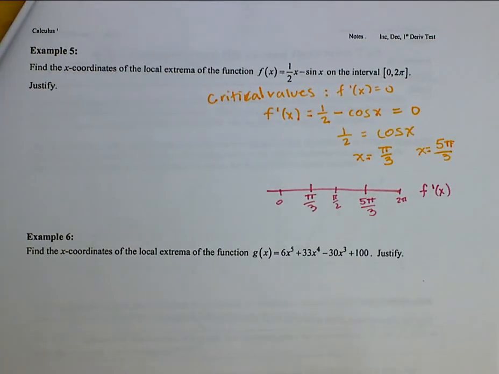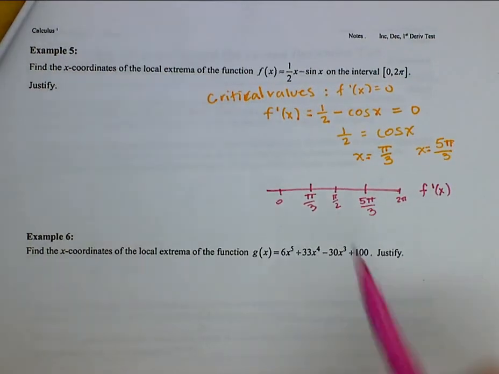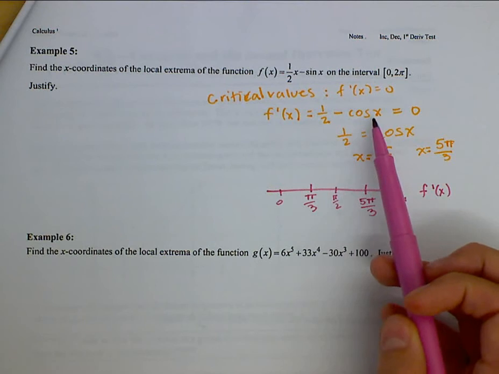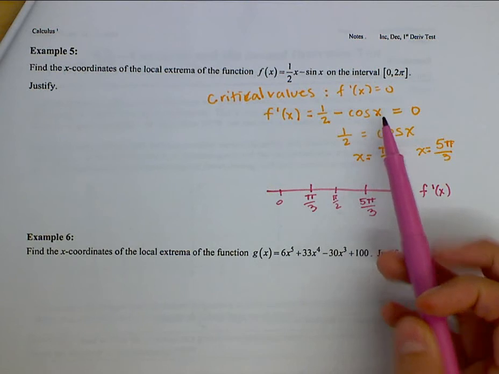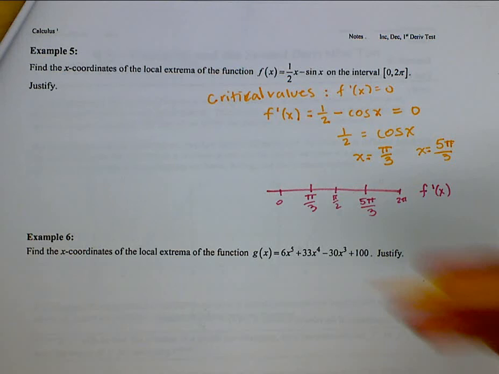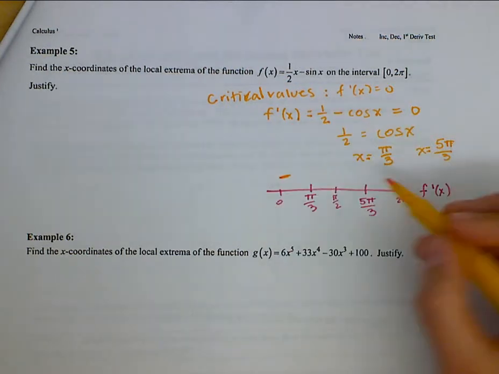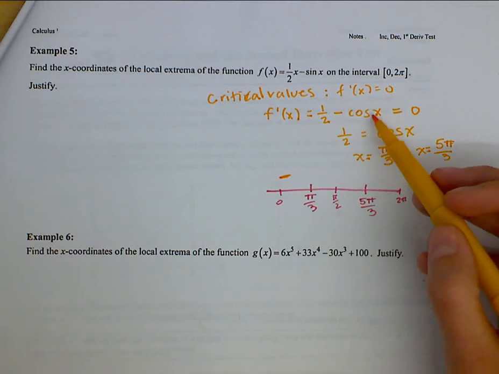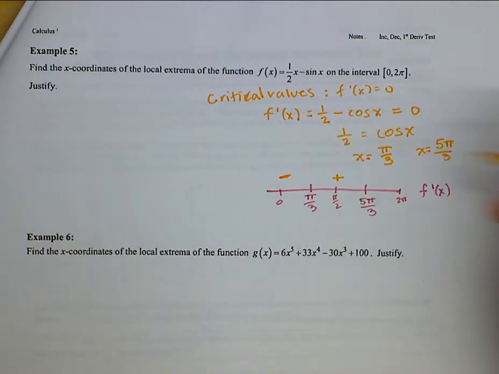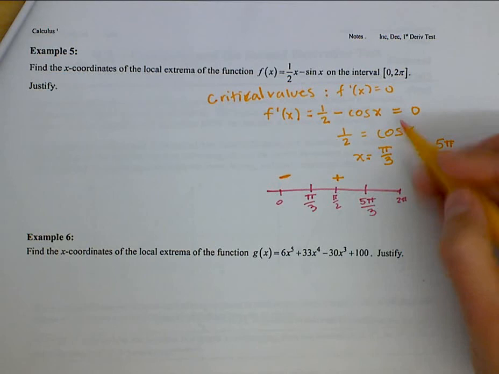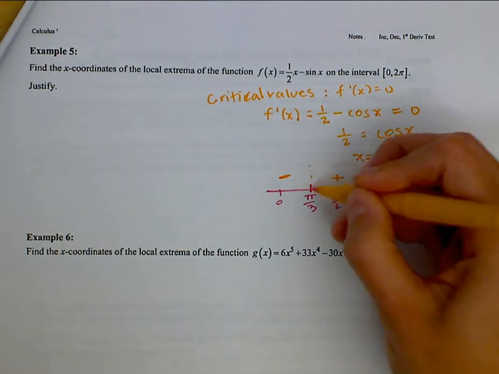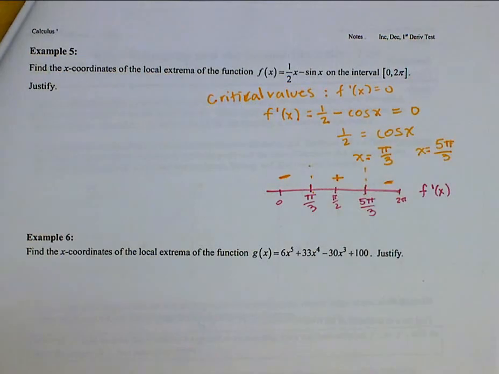Okay. So if I plug in 0 into cosine, I get 1/2 minus 1, which is a negative number. If I plug in pi over 2, then I get 1/2 minus 0, which is positive. And if I plug in 2 pi, again, I'll get 1/2 minus 1, which is negative. As you can see there.